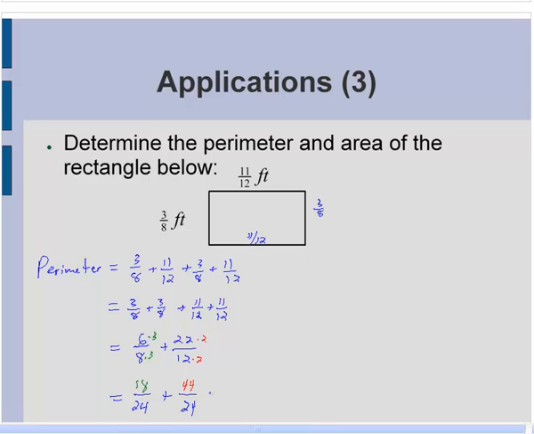So that gives us 62 over 24. And we can reduce that. What do we have in common here between 62 and 24? At least 2. So this can be written as 2 times 31 over 2 times 12, or 31 over 12, right? Removing the common factor of 2. So the perimeter is 31 over 12.